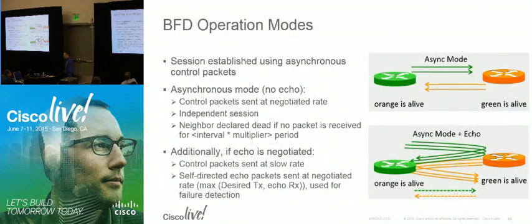For your reference, BFD operation modes. We have async, which is the initial BFD session establishment. And we also have echo, which is an additional capability where we send self-directed packets. We send it to our neighbor, and the neighbor loops them back in the hardware and sends it back to us. Allows us for some additional level of forwarding path verification. Okay.